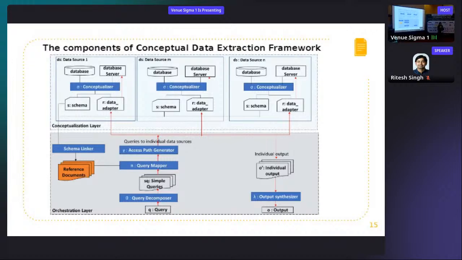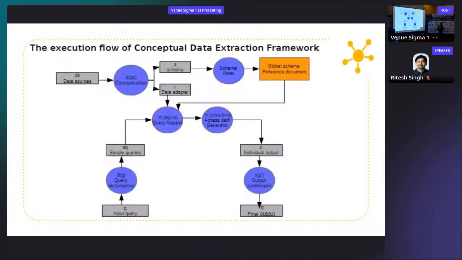To understand the flow in more detail, there are two flows. The first one is the data sources given to the conceptualizer, generating the schema and the data adapter. The schemas are then given to the linker, which generates the global reference document as a global schema. This reference document is given to the query mapper.